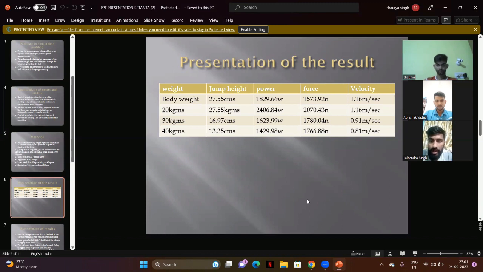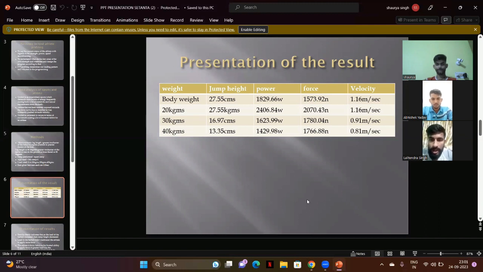The second one: he jumped the same distance, 27.55, as he was loaded with the barbell, and he utilized more force, that is 2406. So he increased his force. His body was able to cope with that load, and it responded with an increment in force. At the same time, his power increased and he maintained his velocity. Due to all these factors, he was able to jump the same height again, as he was applying more force and power while maintaining his speed, that is the velocity of the jump.